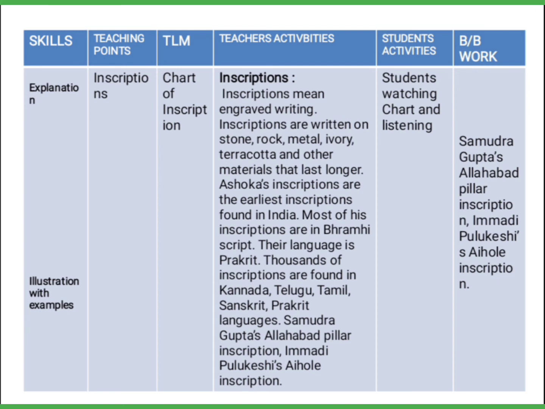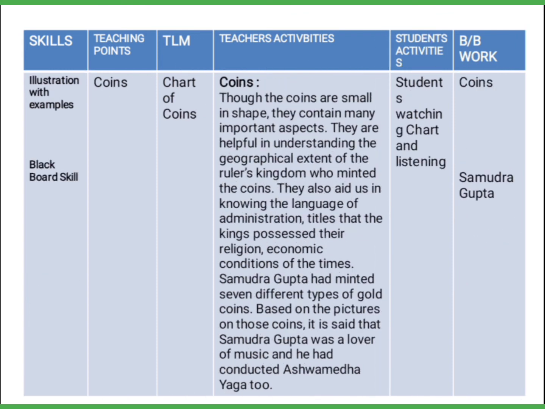Then also you have to write the important points from this explanation part on the blackboard. Then illustration with examples. Suppose you are giving extra examples related to inscriptions, you mention or tell them the examples. Then you have to mention in the first column, illustration with the examples. Then next, again illustration with examples related to coins. The teaching point is coins. Then you should prepare the chart of coins.